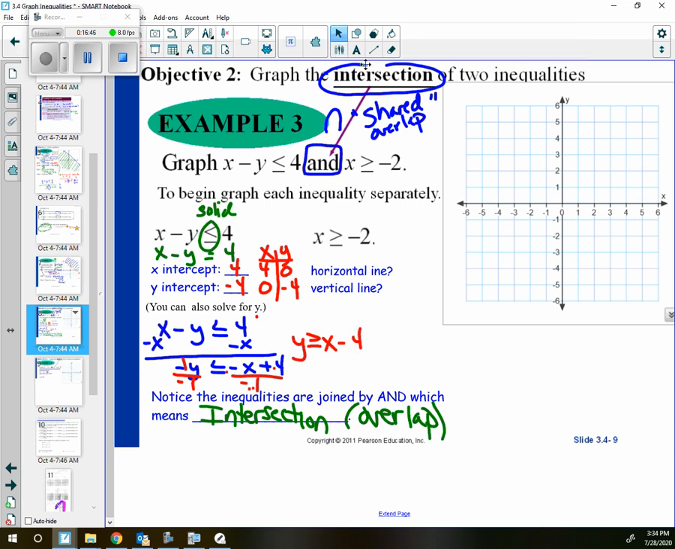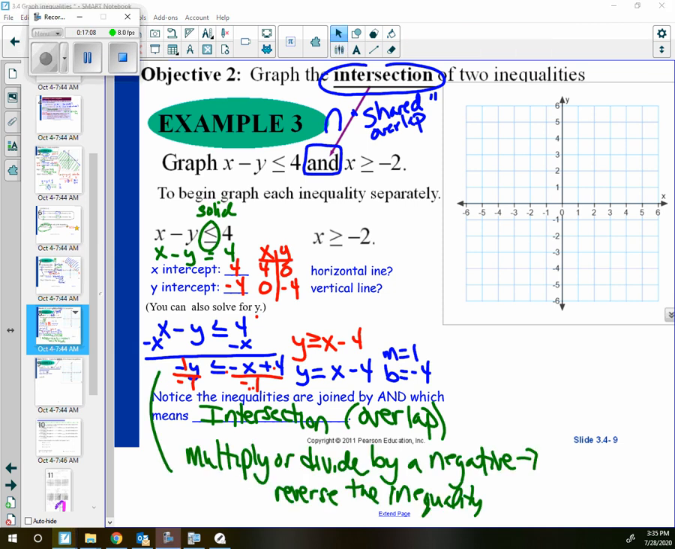So you could use your slope and your y-intercept here then to graph that boundary equation, y equals x minus 4, and be able to graph it that way. So your slope then here would be 1, and your y-intercept would be at negative 4. So you can decide, hey, which way is easier for me, but be careful when you're solving inequalities. If you multiply or divide by a negative, you have to reverse that inequality. All right, so I'm going to go ahead and graph this one, I think in blue.